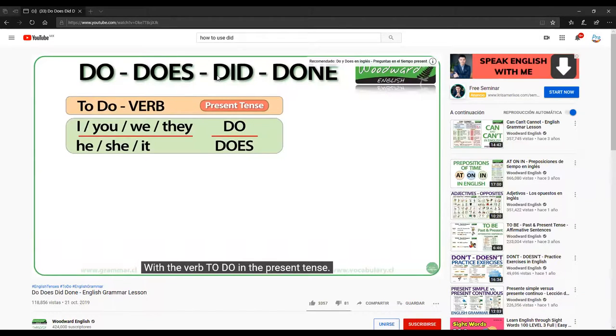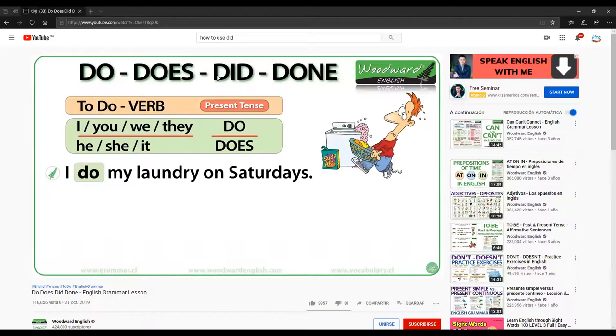With the verb to do in the present tense, we say I do, you do, we do, they do, but we say he does, she does, it does. Let's look at some example sentences. I do my laundry on Saturdays. Do my laundry means I wash my clothes. Well, I put it in the washing machine.